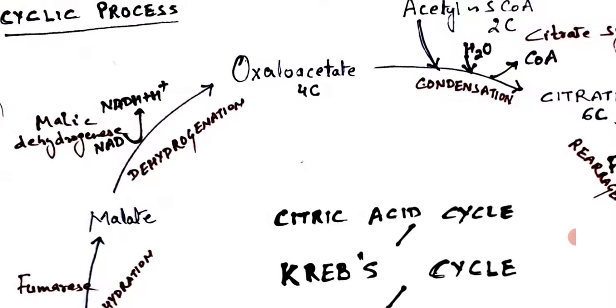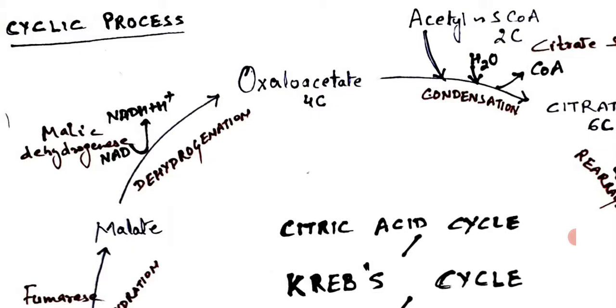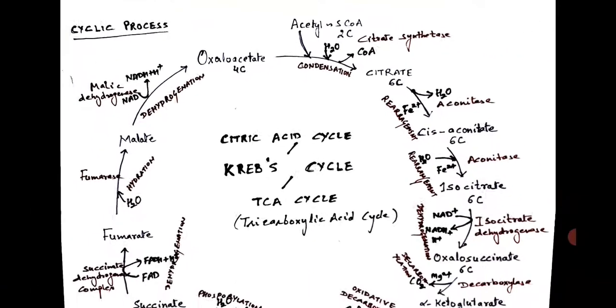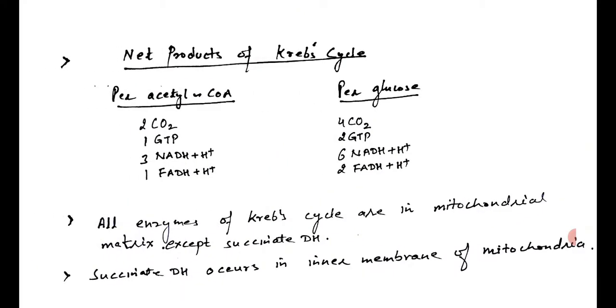Malate in turn undergoes dehydrogenation. So one hydrogen is removed. This is carried away by NAD to form NADH, which then enters the ETC to form ATP, 3 molecules of ATP per molecule of NADH. And now the oxaloacetate is formed. And oxaloacetate again enters the cyclic process to complete another Krebs cycle in this way. So these are all the steps of the Krebs cycle, and the enzymes for this Krebs cycle are in the mitochondrial matrix except for succinate dehydrogenase.